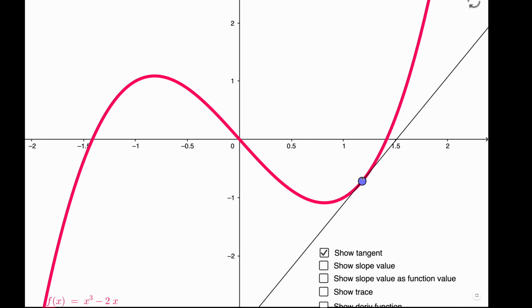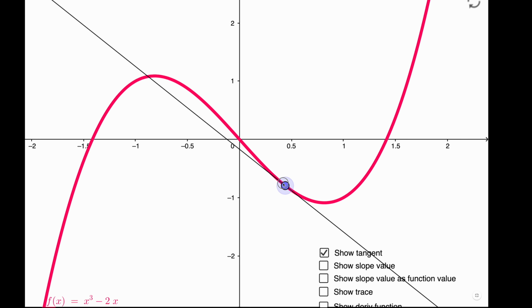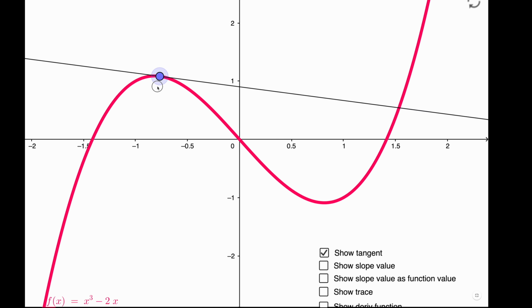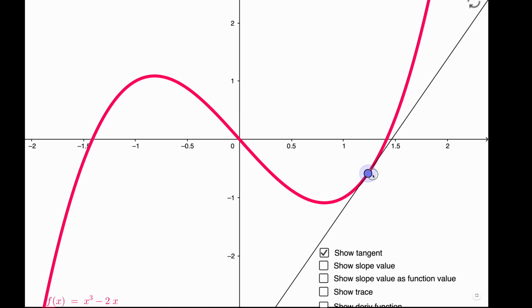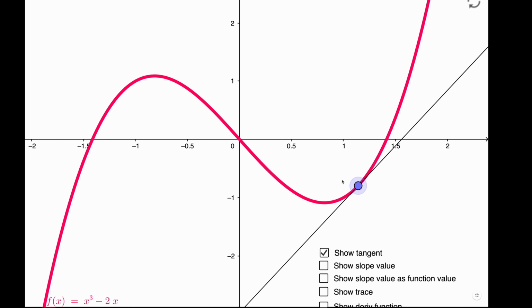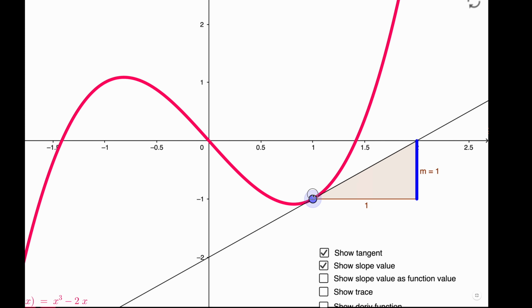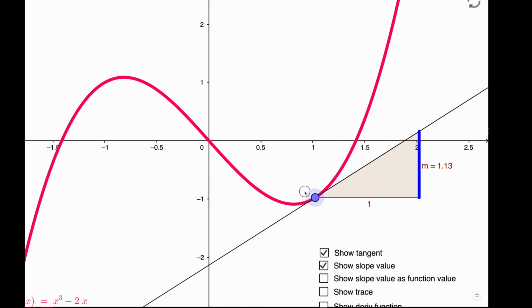So it's just grazing it at that point, and you can move this, and it's going to show the tangent line anywhere you want it to, and it's always just going to be grazing at that one point. It just kind of skims the edge of it, and there's a slope for it. If you wanted, you can show the slope value right here. It kind of gives you a little breakdown of what the slope is based on change in y over change in x. It makes that triangle.